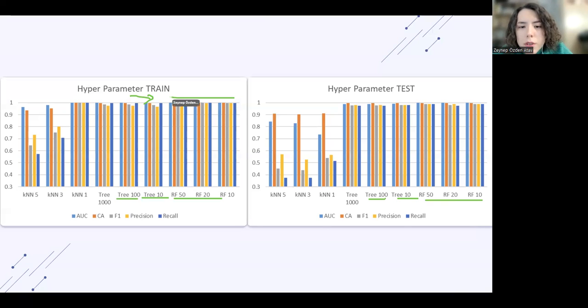It classified almost perfectly in the training session, but afterwards there was only a very minor decrease, and random forest 20 actually performs better. Next slide, please.